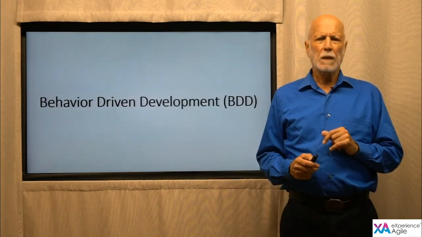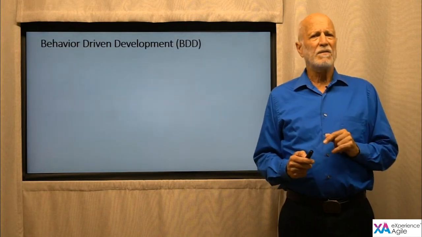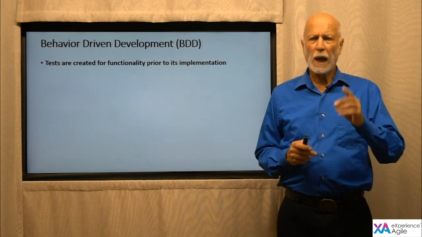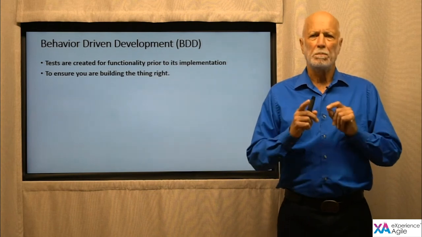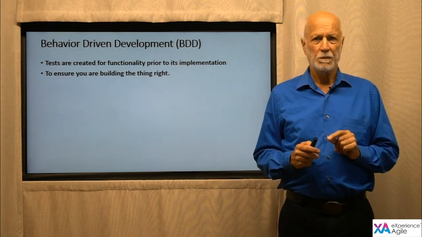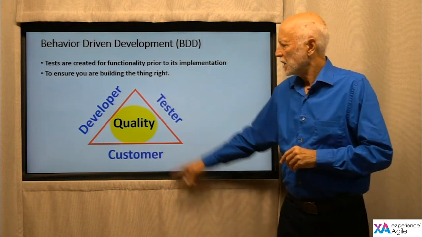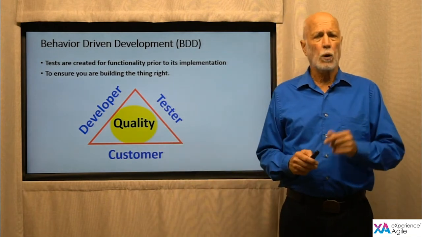So now let's talk about behavior-driven development. We create the test for the functionality prior to its implementation. And this ensures we're building the thing right. And who does this? It's the triad, the developer, tester, and customer, who are all responsible for the quality of the product.